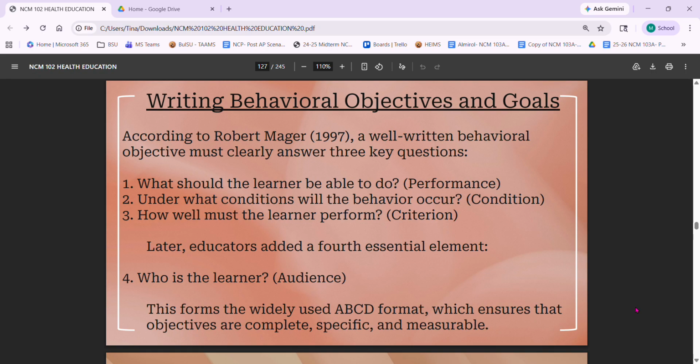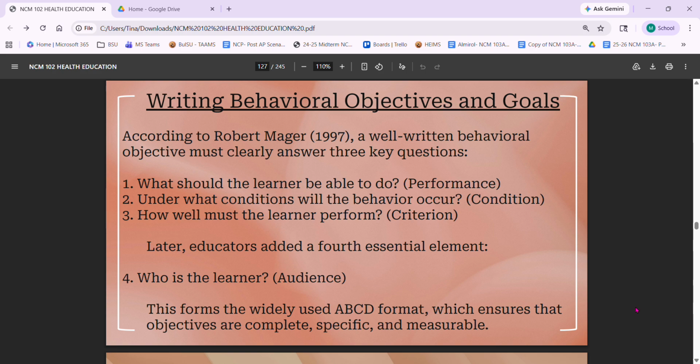Now, in writing behavioral objective and goals, okay, it is mentioned that a well-written behavioral objective must clearly answer 3 questions. Okay? What should the learner be able to do? Yun yung performance. Under what condition will the behavior occur? That's the condition. How well must the learner perform? That's your criterion. And eventually, later, nag-add pa sila ng pang-apat na element. Okay? Who is the learner? The audience. So, this is what we call now the ABCD format. Okay? Which ensure that the objective are complete, specific, and measurable.